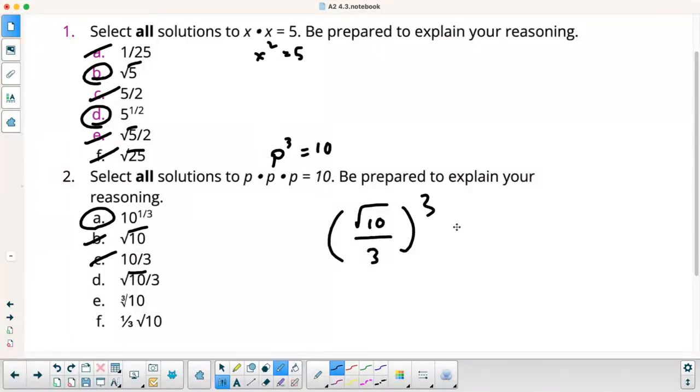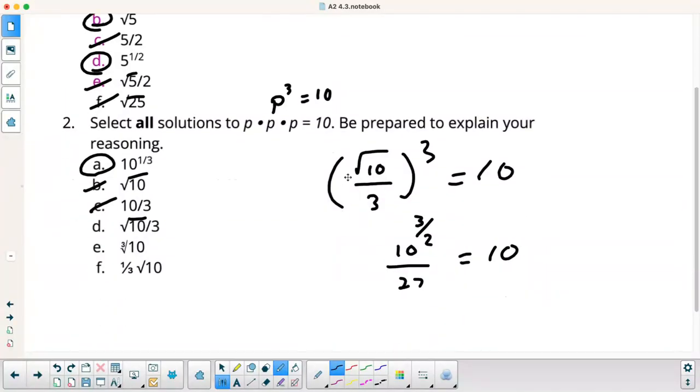If I just cube the whole thing, I want to know if that's equal to 10. So the top is going to be 10 to the power over root. The bottom, I can actually cube the 3. 3 times 3 times 3 is 27. If I just type into my calculator 10 to the 3 halves divided by 27, see if I get 10, which it's not going to give me. It's like 1.17. It's not equal to 10. So we can get rid of that one. Well, I know this is going to work because the 1/3 power and cube root are the same thing.